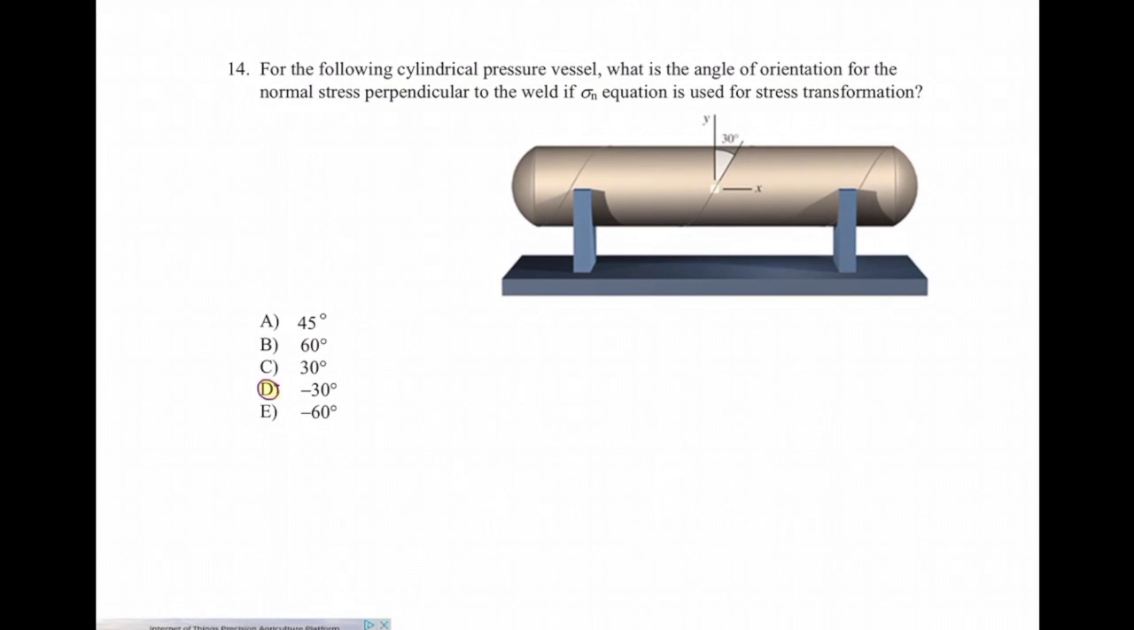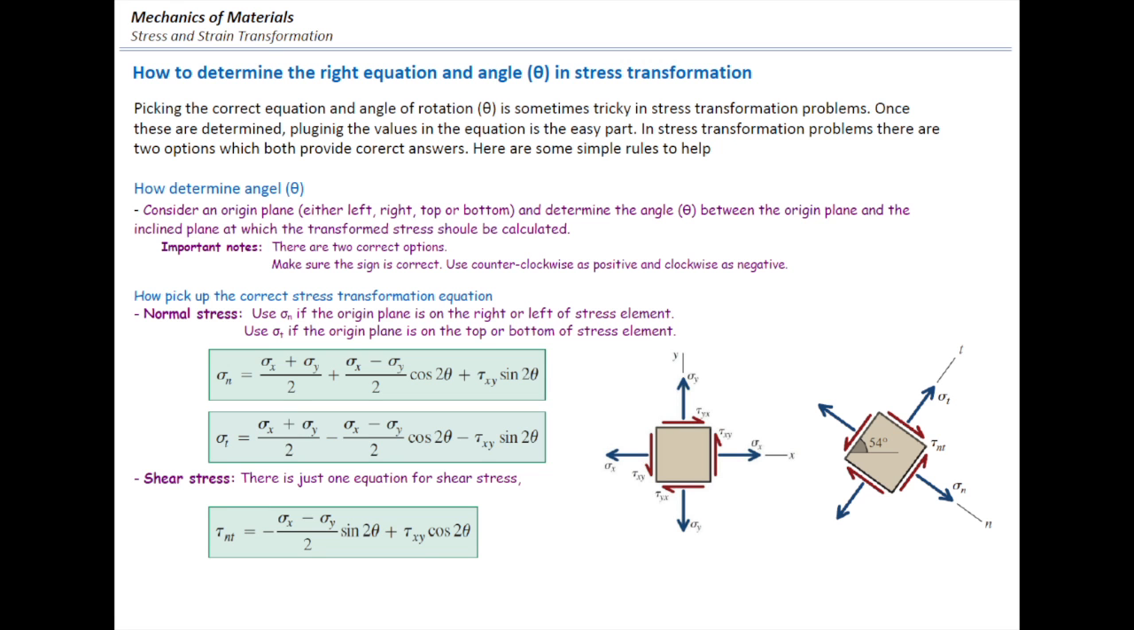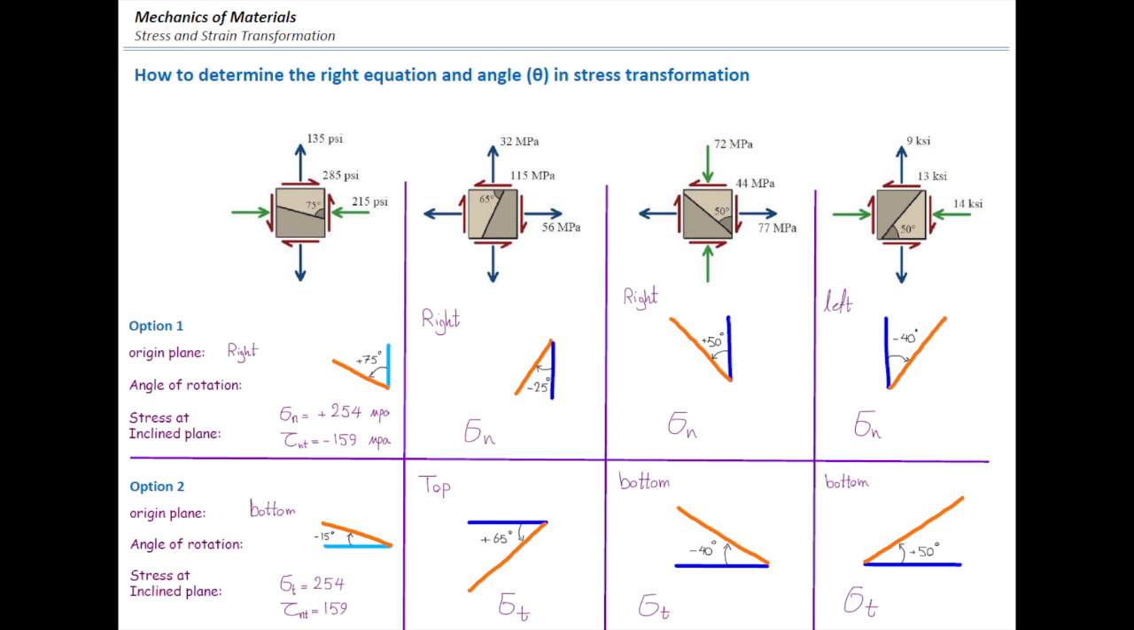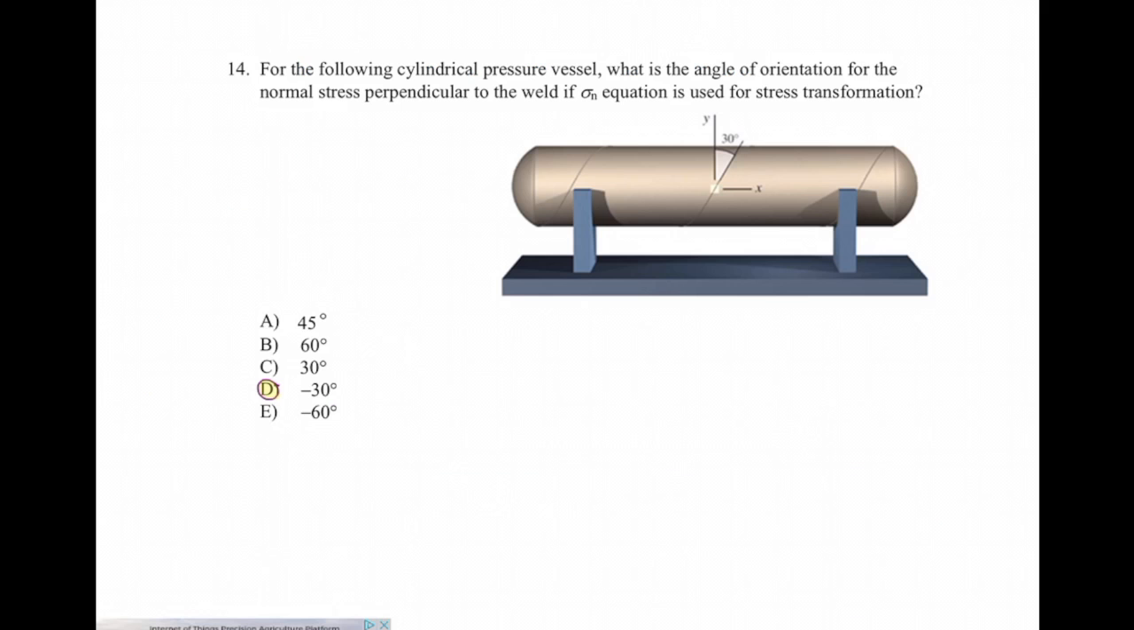Question number 14 is a conceptual question again. For the following cylindrical pressure vessel, what is the angle of orientation for the normal stress perpendicular to the weld if sigma equation is used for stress transformation? So again, it's about that two summary page that we discussed, and that is what is the theta that we should use here. Note that it says to use sigma n in this equation.